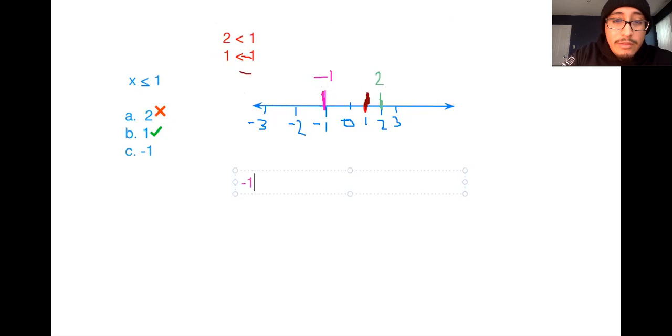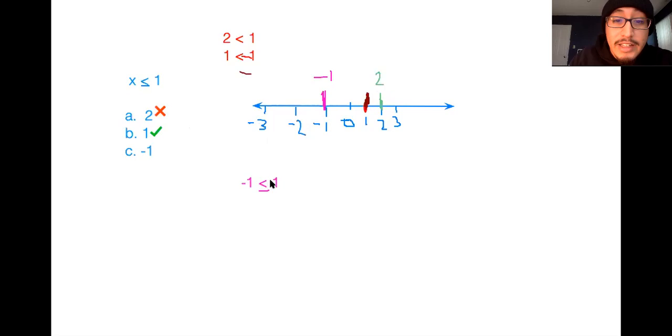All right. Negative 1 is less than or equal to 1. Perfect. So again, now we got to look at it. Negative 1 is on the left side of 1. So remember, anything on the left side of 1 is less than. Anything on the right side of your value 1 is greater than. So negative 1 is less than 1 because it's on the left side of the number line.